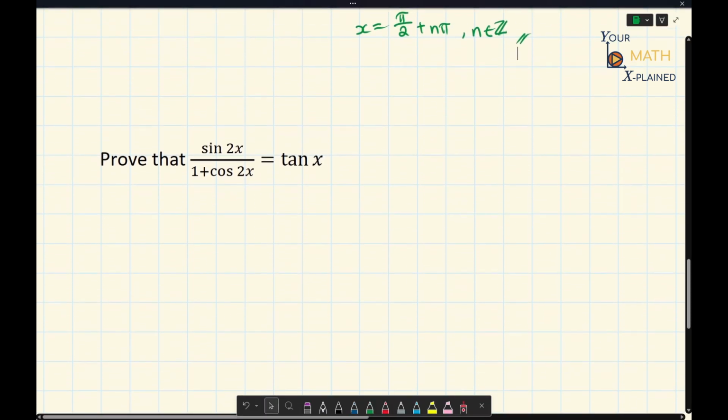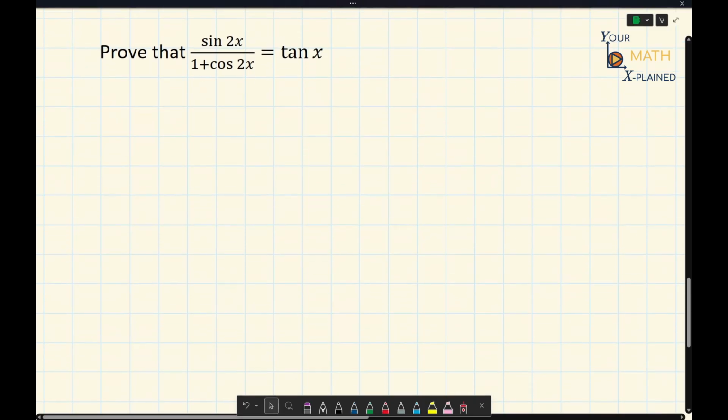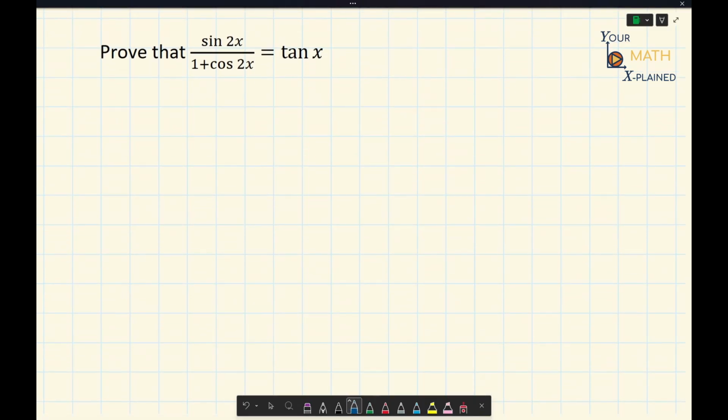Now for our last problem, we want to prove this identity here. So like usual, we're going to start with the more complicated looking side. So that would be the left-hand side. So we start with sine 2x over 1 plus cos 2x. Now sine 2x, we only have one expression for that. So that is equal to 2 sine x cos x.